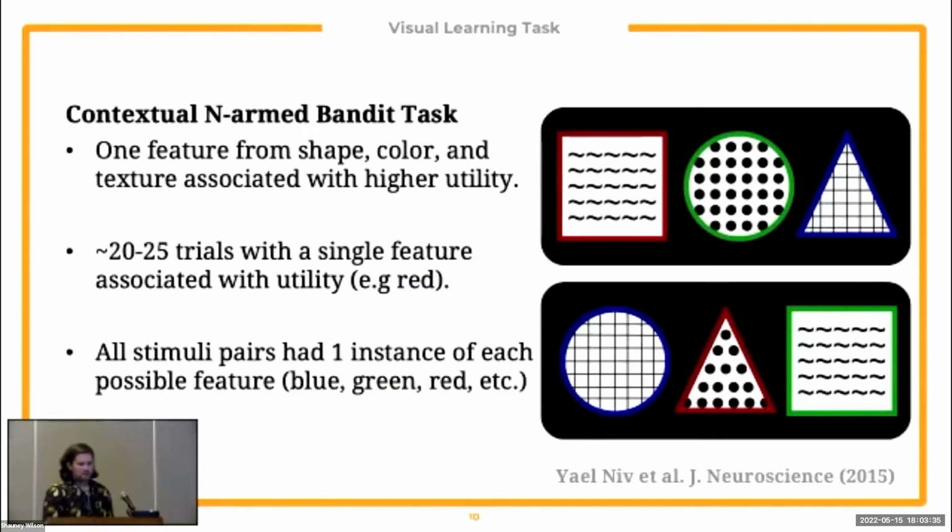Trial blocks consisted of roughly between 20 and 25 trials, where the feature of interest was the same. So for instance, if the feature of interest is red, then the left option in the top example will give you the highest probability of observing a reward, and the middle one in the bottom one. All stimuli pairs, so all options, contained all 9 features of interest. So there was always a blue square, a blue shape, a red shape, and so on for all the 9 features.